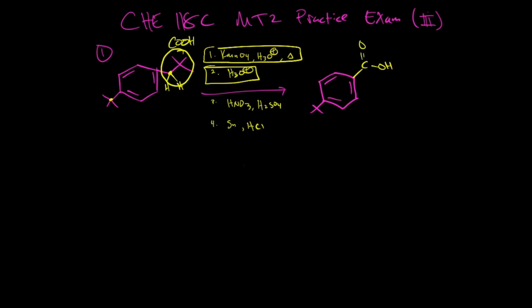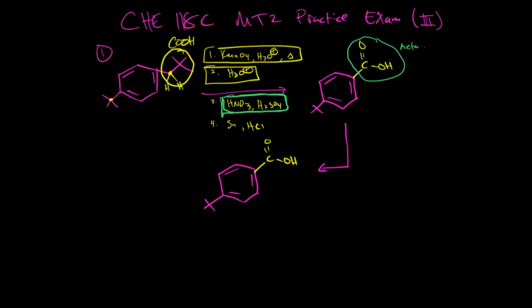Okay, so here we are at our first intermediate. Now let's go ahead and move on to the next reagent, which is right here, HNO3 H2SO4. This group right here is a meta director. So I know that it's going to add this green group here in the meta location. Okay, so let's go ahead and see what that looks like.